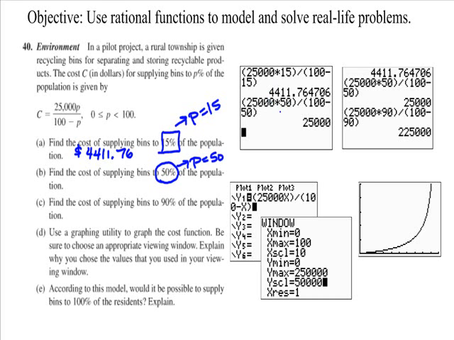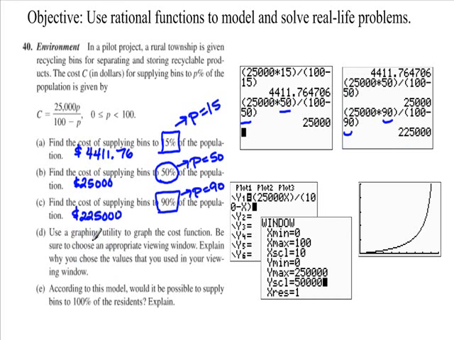The cost of supplying bins to 50% of the population, well, here the 50 represents our value of P, and so plugging in 50 in place of the P gives us 25,000 times 50 divided by 100 minus 50, so that cost would be 25,000. And then the cost of supplying bins to 90% of the population, P is equal to 90 in this case. Substituting in the 90 in place of the P gives us $225,000.